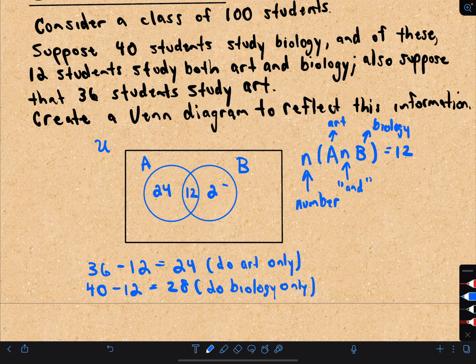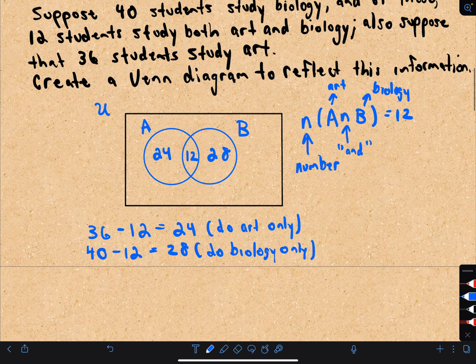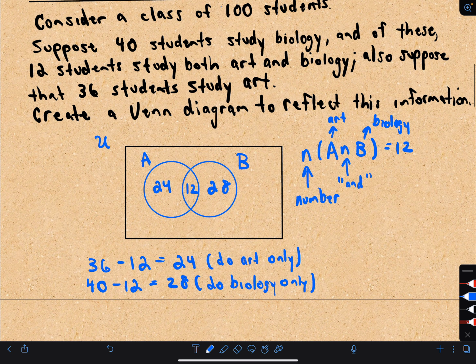So I'll put a 28 here. Now, we're going to put a number out here as well. And since it's outside of the art circle or the biology circle, those are going to be the number of students that study neither art nor biology. So if we want to look at that, the number of students that do neither, well, we know that we were talking about 100 students total.